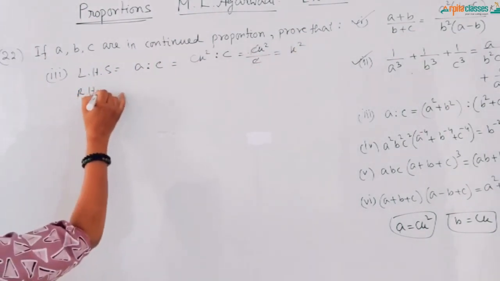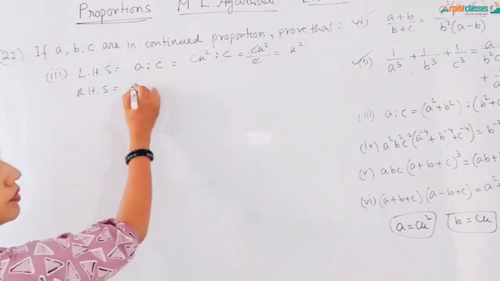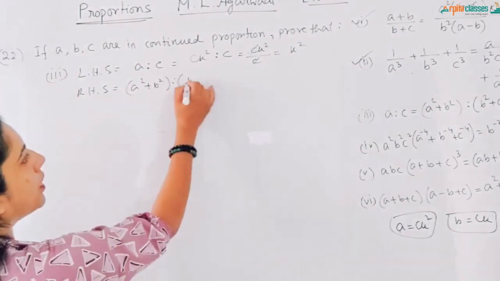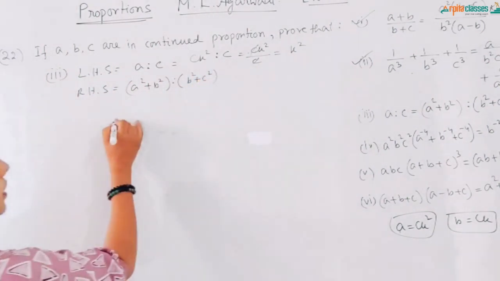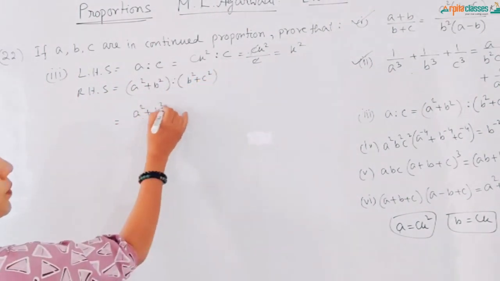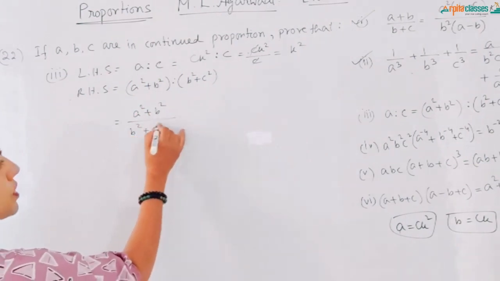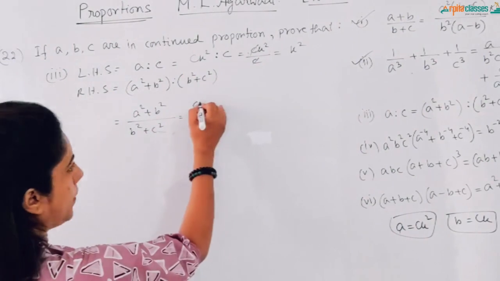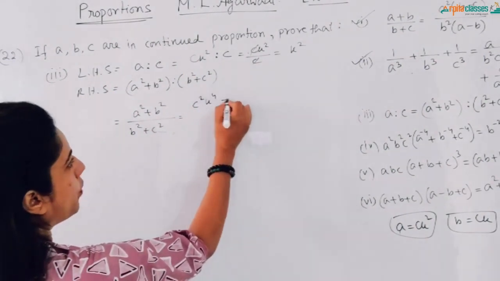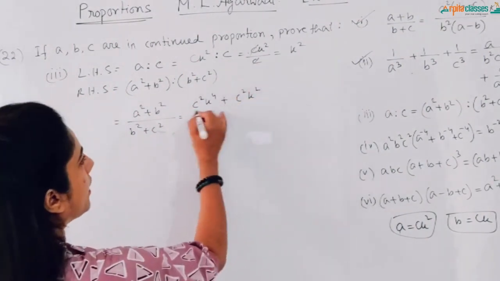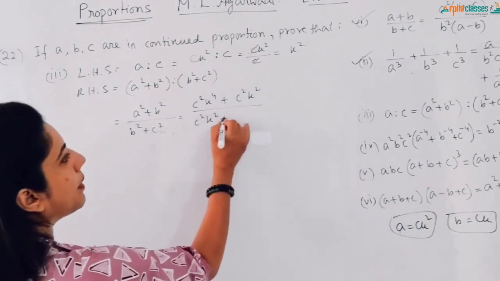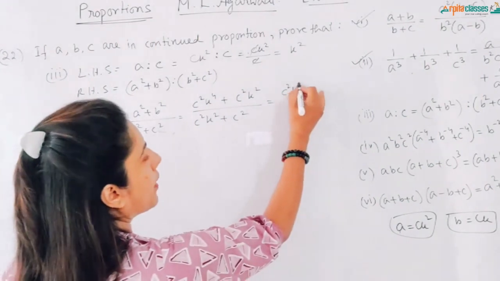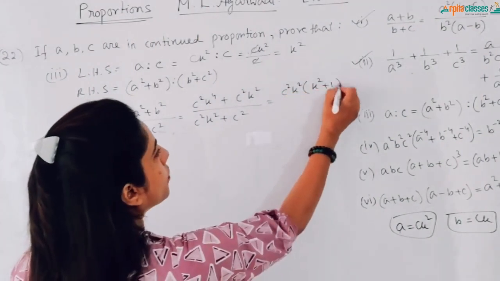In the right hand side we have a square plus b square is to b square plus c square. So that means a square plus b square upon b square plus c square. So in place of a square we are going to put ck square whole square, that is c square k to the power 4, plus b square is c square k square, c square k square plus c square. From the numerator we can take c square k square common. So it is k square plus 1.